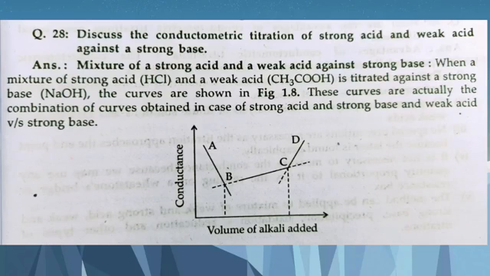Now in this next case, when the mixture of strong acid and weak acid is titrated against a strong base, what happens? When the mixture of strong acid, that is hydrochloric acid, and a weak acid, that is acetic acid, is titrated against a strong base NaOH, what happens? See below, the curves are shown in the figure. These curves are actually the combination of curves obtained in case of strong acid versus strong base, and weak acid versus strong base. So this type of curve will be obtained.